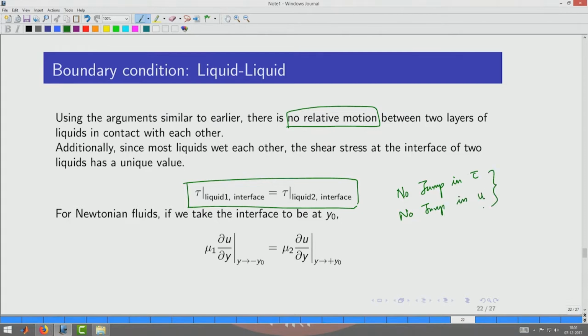So, the velocity is continuous, and then their slopes will also have no jump across, and this is actually also useful. Now, when you use the Newtonian fluid assumption, then the shear stress can be expanded. So, then it turns out that the ratio of the gradients of the velocities is the ratio of the viscosities. So, this is how the boundary condition is defined at a liquid interface.